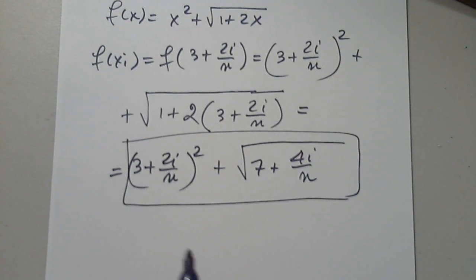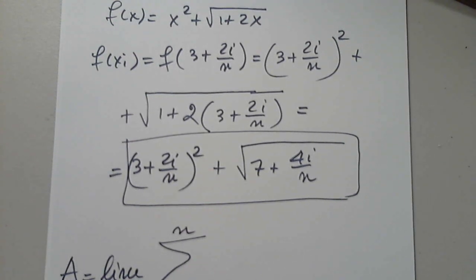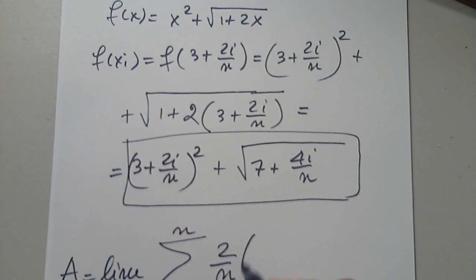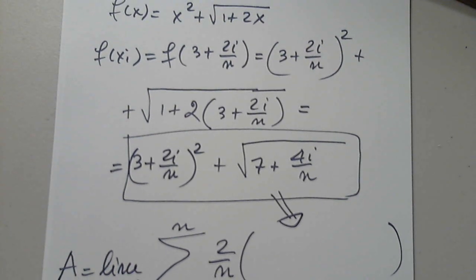Now I can write the area. It is the limit as n approaches infinity of the sum from i equals 1 through n, of delta x, which is 2 over n, times this piece. That's it. You cannot do anything else. That came from WebAssign, so it's got the summation symbol and all that already, and it just has parentheses for us to fill in.